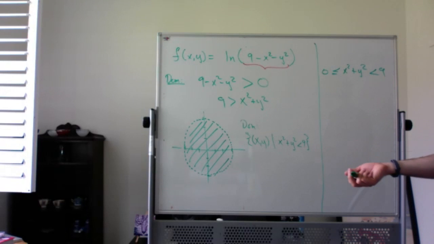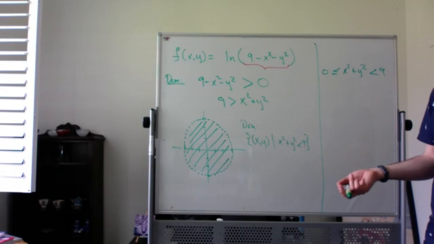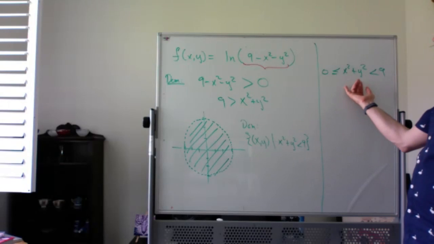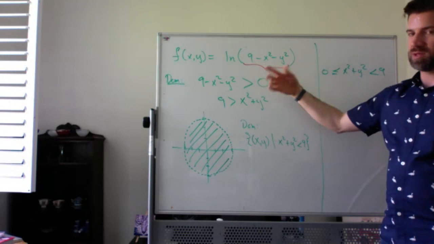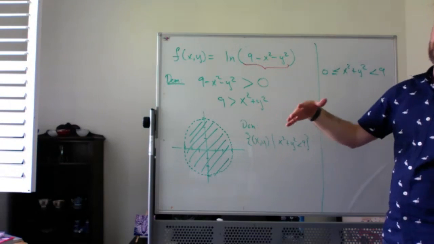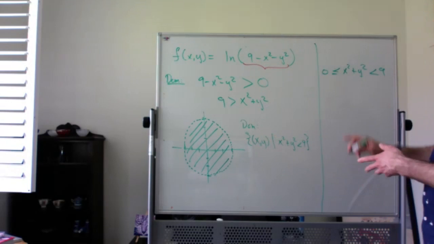And there's a number of ways you can do it. Here's what I'm really thinking. I can see that x squared plus y squared is between 0 and 9. So 9 minus it is also between 0 and 9, because 9 minus 0 is 9, and 9 minus 9 is 0. But you could also do the work.